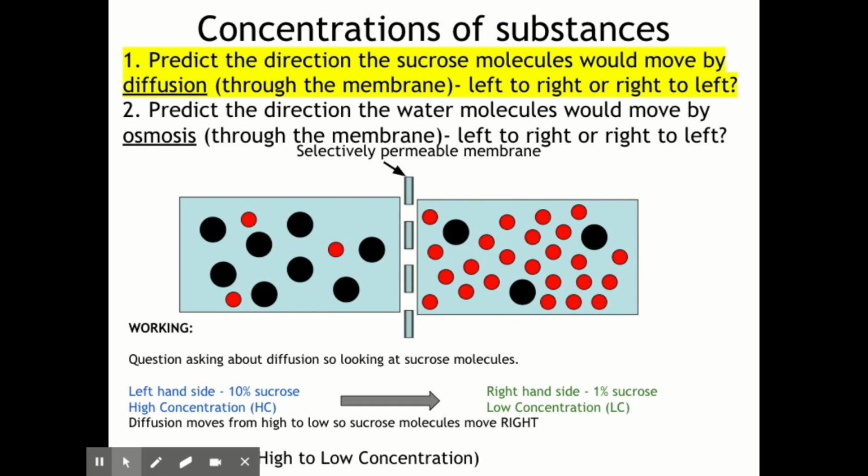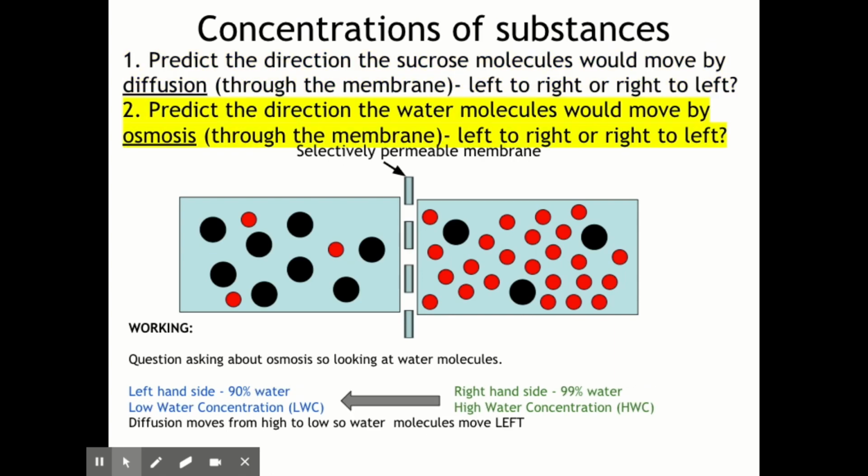So now we're going to look at a second question. So the second question here is a little bit different. So again, reading the question carefully, it's asking us to predict the direction that water molecules would move by osmosis through the membrane. Again, they don't have to say by osmosis. You would know if it's the movement of water molecules that it would have to be osmosis that we're talking about. So this time we're focusing on water and not sucrose.